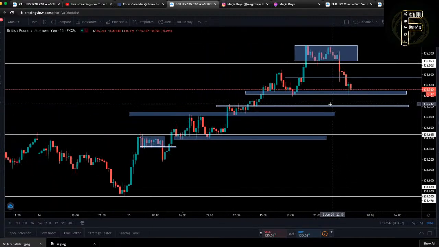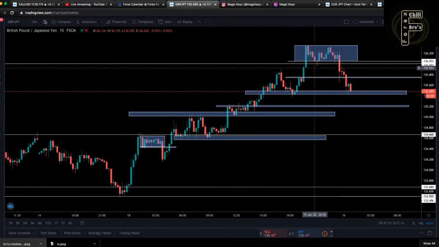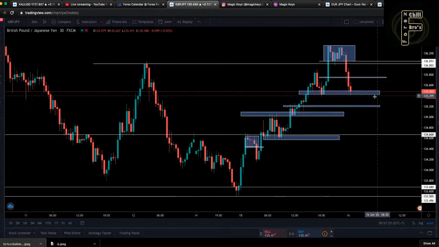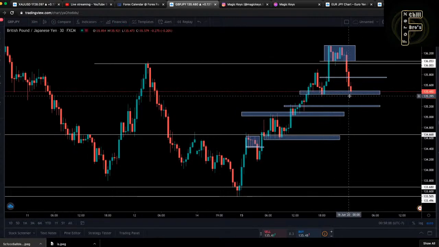I never used to understand that aspect till I was patient and I always waited for candles to close. So let's see how it plays out.